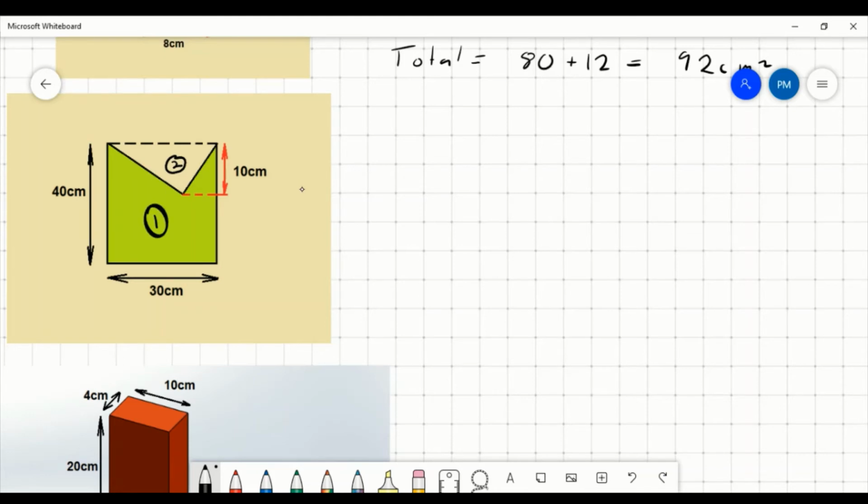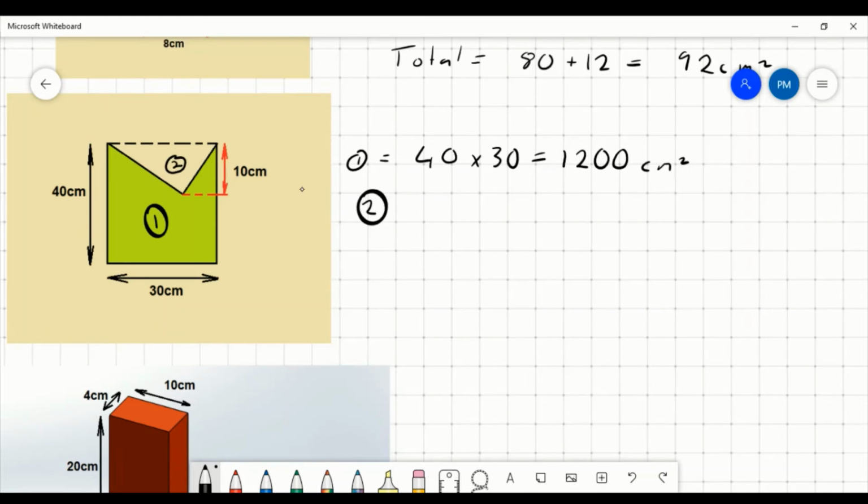So 40 by 30 is going to give us area 1, 40 by 30, which gives us 1,200 centimeters squared.